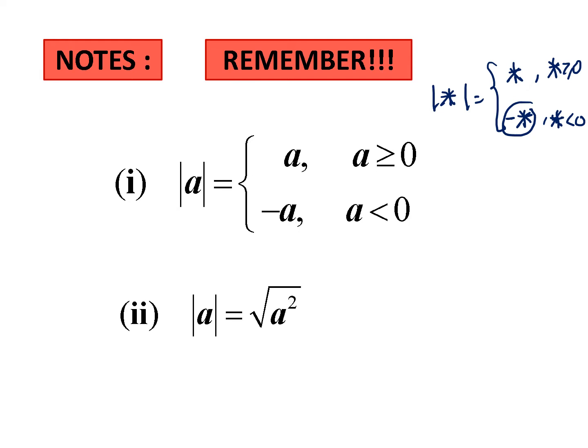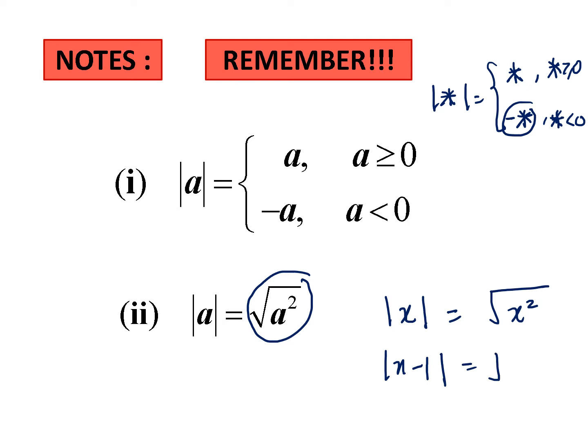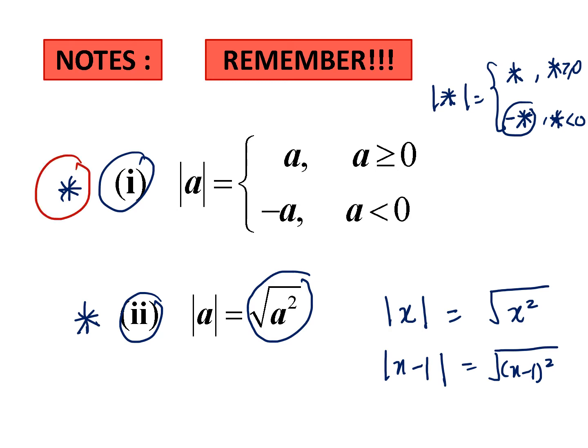Yang kedua, modulus of A sama maksud juga dengan set A square. Let's say kalau Miss bagi modulus of X, dia adalah set of X square. Modulus of X minus 1 dan set X minus 1 square. Okay, so bila masa nak guna dua ni? Bergantung kepada jenis soalan. Kadang-kadang sesuai pakai yang pertama. Kadang-kadang sesuai pakai yang kedua. Tapi kita akan lebih fokus kepada definition of modulus yang pertama. Alright, so kita tengok pada next slide.